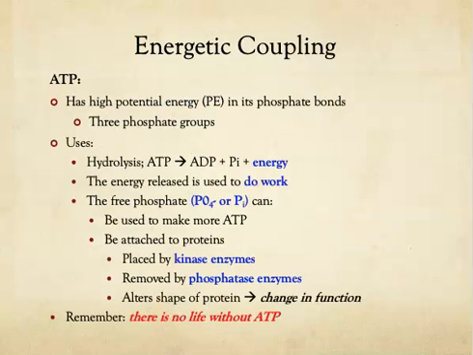So there's stored energy in ATP, a pretty good amount of it. There are 3 phosphate groups, and most of the time when ATP is hydrolyzed, we get the outermost phosphate group released, and we get those 7.3 kilocalories of energy out of it. And that energy can then be used to do work.